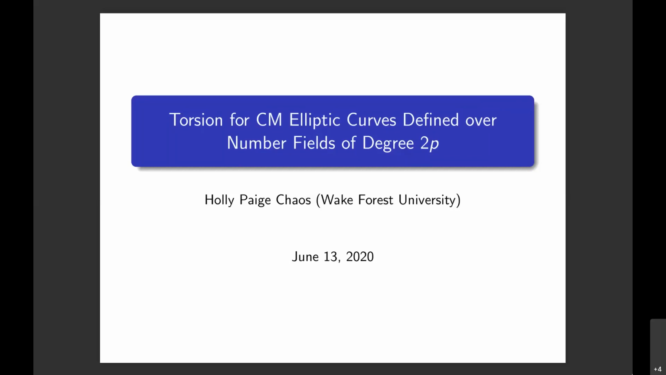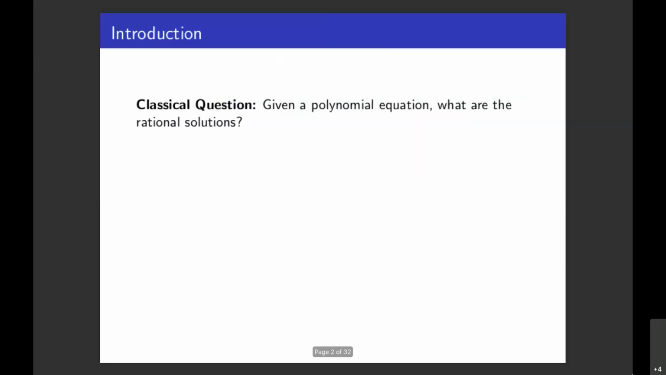So elliptic curves are really cool. I'm sure most of you would agree. They've been of interest to mathematicians for a long time, appearing in the writing of the Greek mathematician Diophantus back in the 3rd century. Today I'm going to start by posing the following classical question: given a polynomial equation, what are the rational solutions?